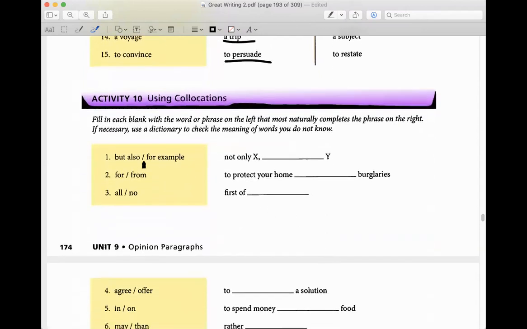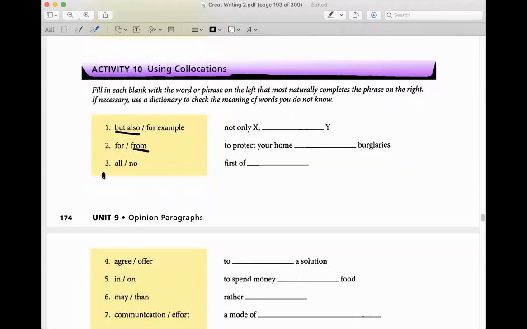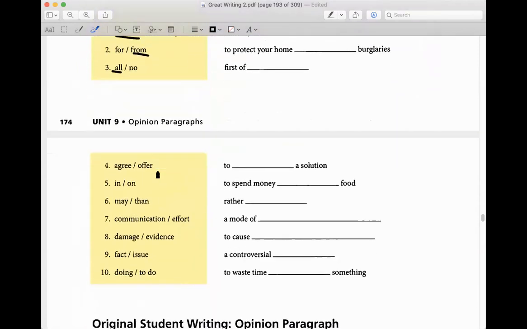For collocations, for example, not only X, but also Y. To protect your home from burglaries, first of all, to offer a solution, to give a solution. If you wanted to use agree here, you could, but you would need another to. You could say to agree to a solution, means you are agreeing to something. But how this is now, you have to say offer.